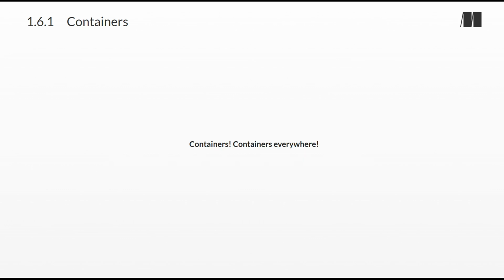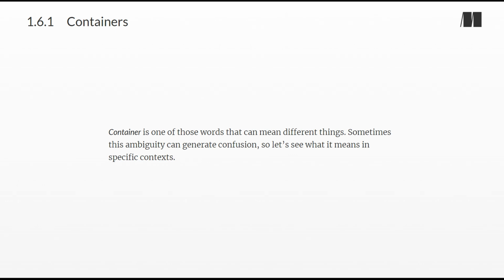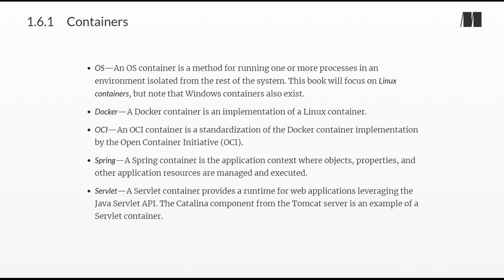Containers! Containers everywhere! Container is one of those words that can mean different things. Sometimes this ambiguity can generate confusion, so let's see what it means in specific contexts. An OS container is a method for running one or more processes in an environment isolated from the rest of the system. This book will focus on Linux containers, but note that Windows containers also exist. Docker. A Docker container is an implementation of a Linux container. OCI. An OCI container is a standardization of the Docker container implementation by the Open Container Initiative, OCI.